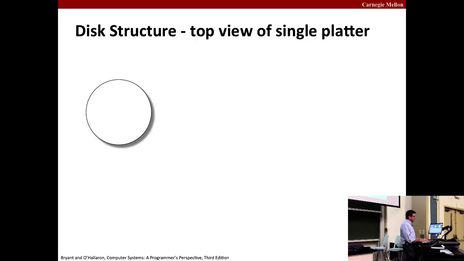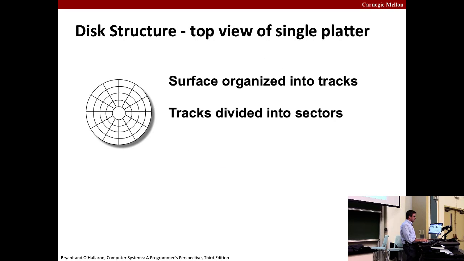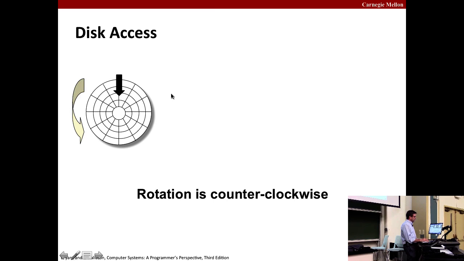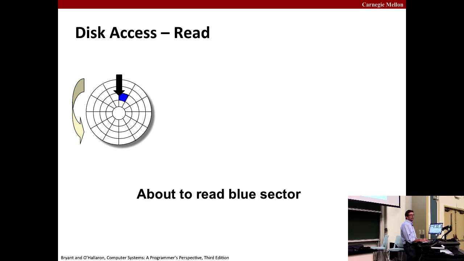Okay, so let's look at how this works, how we read data. This is our arm, and the tip of the arrow is the read-write head, and it's positioned, and the platter is rotating counterclockwise, just ready to read the blue sector. As the blue sector spins underneath the read-write head, it senses those bits and sends them up to the controller, which passes them back up to the CPU.